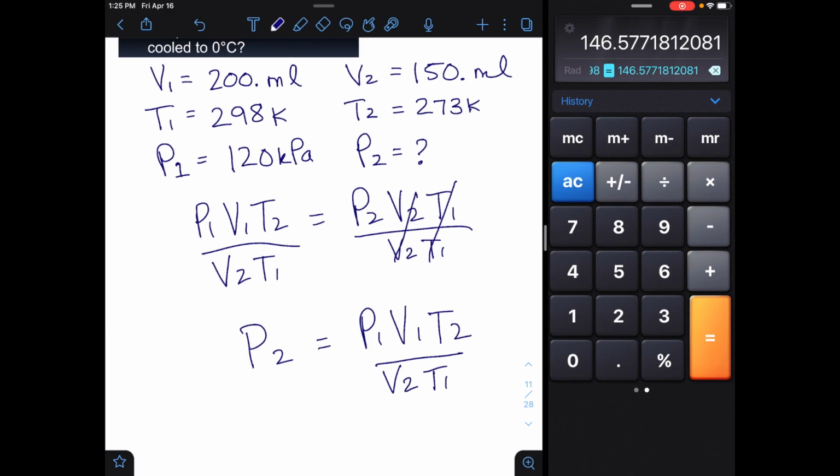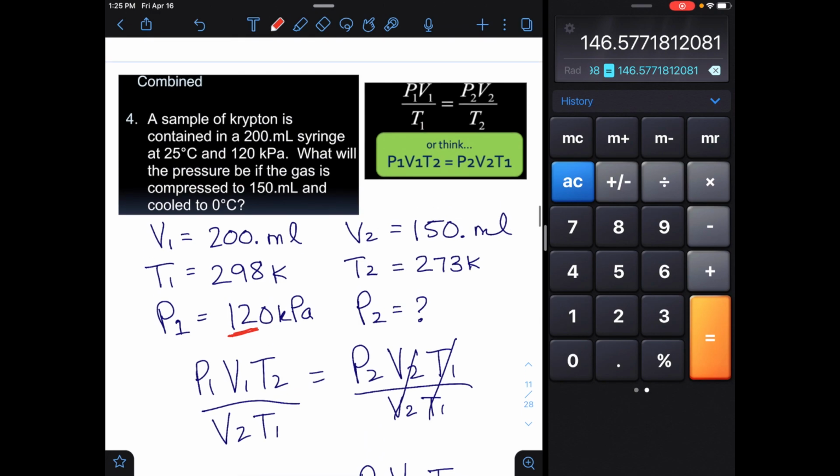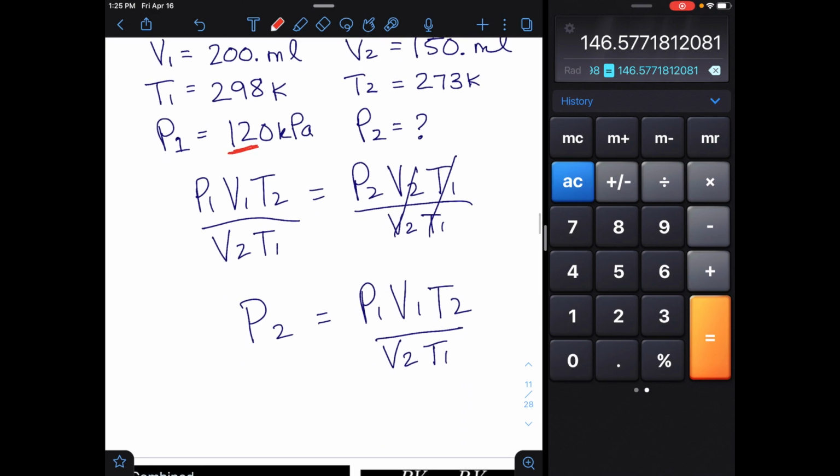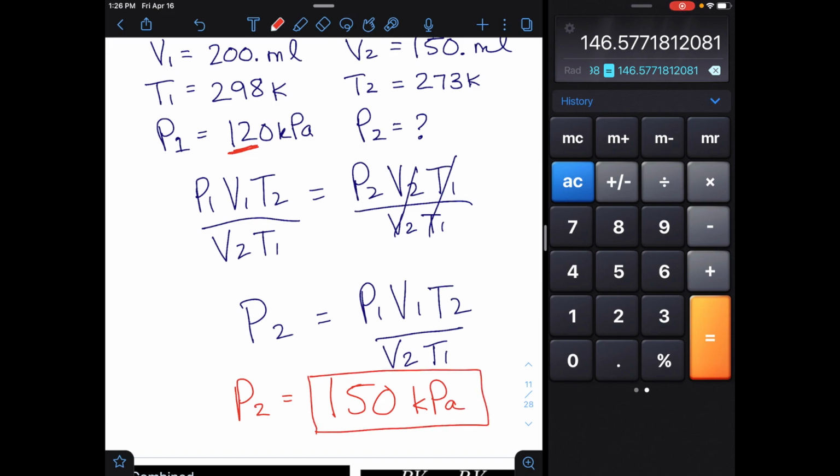So thinking about sig figs, it looks like if I wrote this down correctly, this has two sig figs. Let me double check up here. Yes, I did write it down correctly. So my answer is going to have two sig figs. So the P2 is going to equal 150, and that's kilopascals for my P2. And that's the answer with the correct number of sig figs.